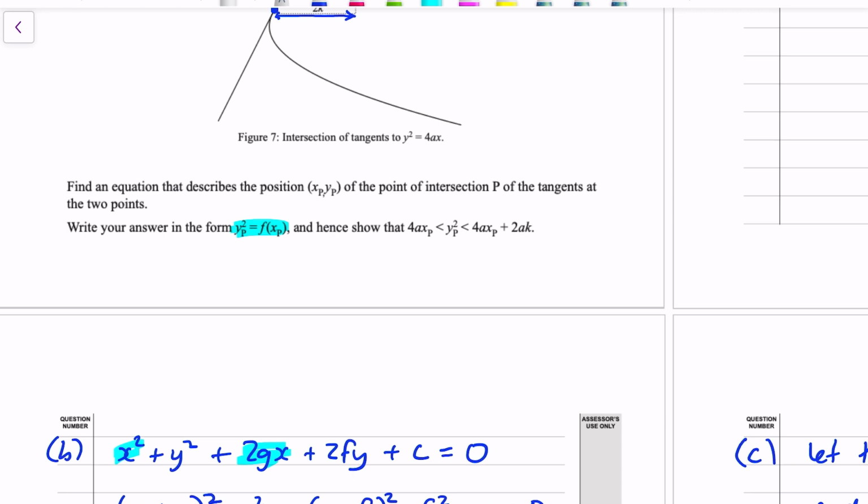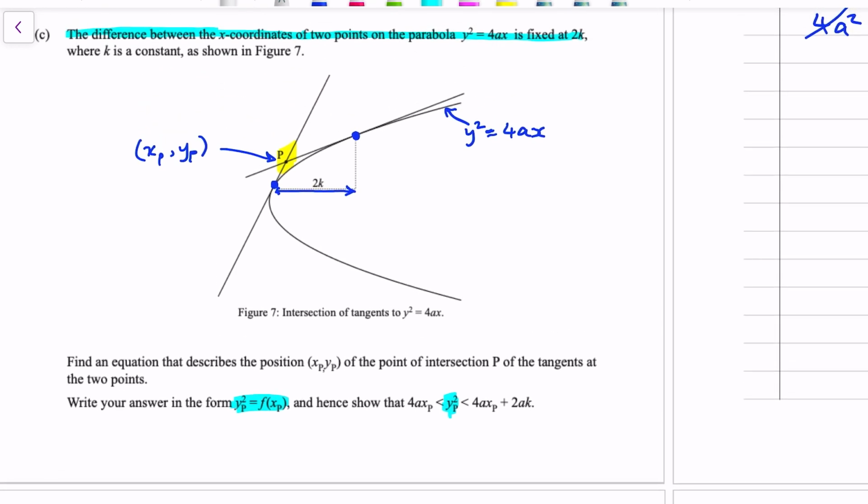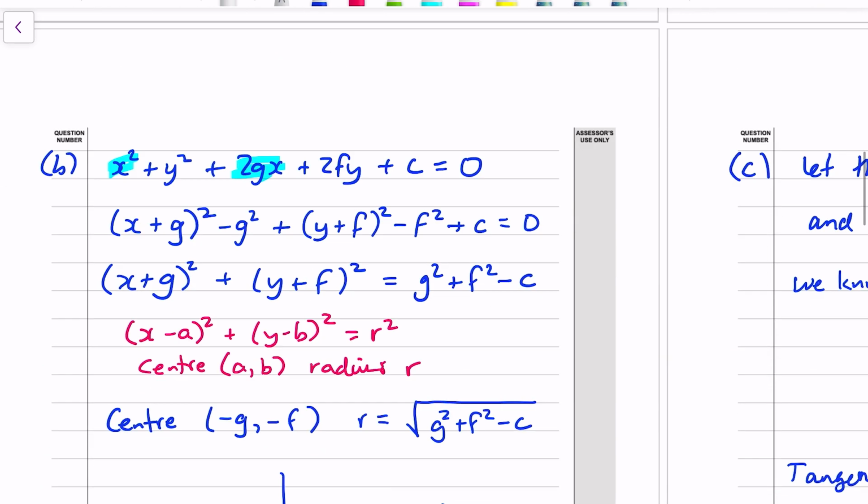Well, this yp squared thing has to be bigger than 4axp, because if we consider a position xp somewhere, then the value on the parabola would be equal to 4axp. No, would it? Square rooted. So the yp value squared must be greater than the square of that. So the lower bound kind of makes sense. But let's prove this upper bound.